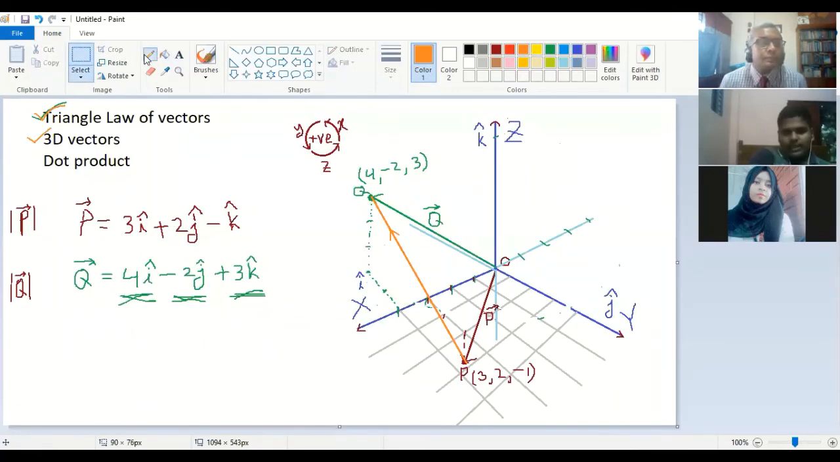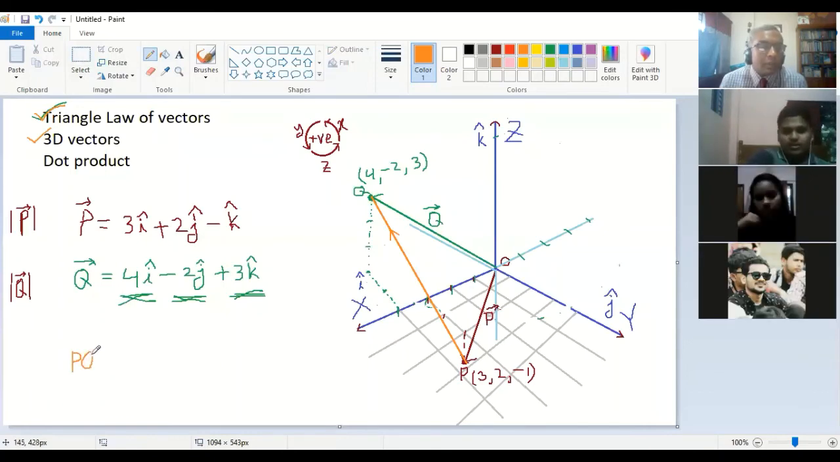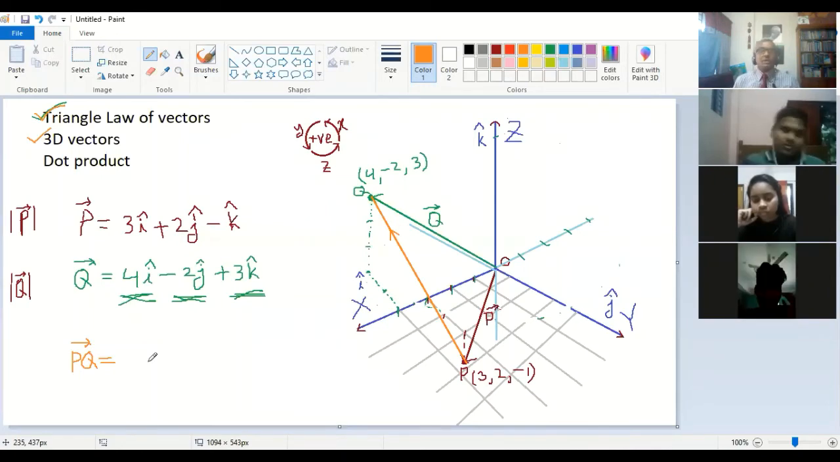Sir, will this be like minus? Sir, it will be Q minus P. It will be Q minus P. Who said that? Mahidul. Mahidul Rahman. Mahidul Rahman is right. Actually, he is right. So can anyone tell in any other way? Does anyone want to say something in another way?